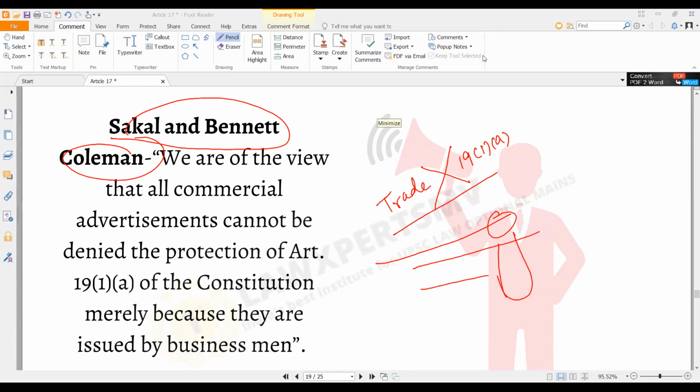But apart from that, if you see the tourism ads, they are both informative, and it is actually bringing in some sort of an activity also. So that's why, if it has information, it will be protected under Article 19 clause 1, clause A.